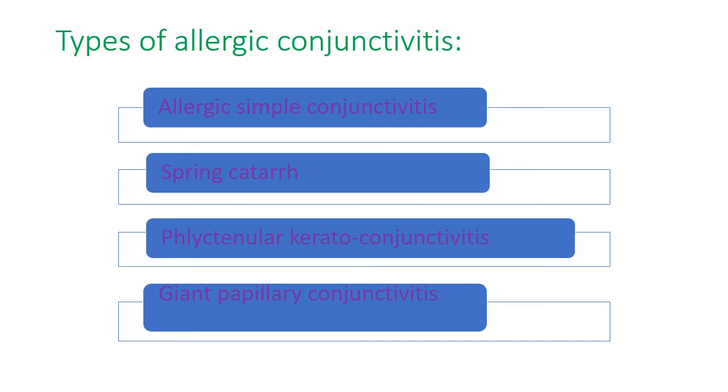So what are the types of allergic conjunctivitis? Today we are dealing with only simple allergic conjunctivitis and its management. The next topic will be vernal catarrh and phlyctenular keratoconjunctivitis. So the types of allergic conjunctivitis: you can have simple allergic conjunctivitis, then vernal keratoconjunctivitis or spring catarrh, then phlyctenular keratoconjunctivitis and giant papillary conjunctivitis. Another they have included is contact dermoconjunctivitis.